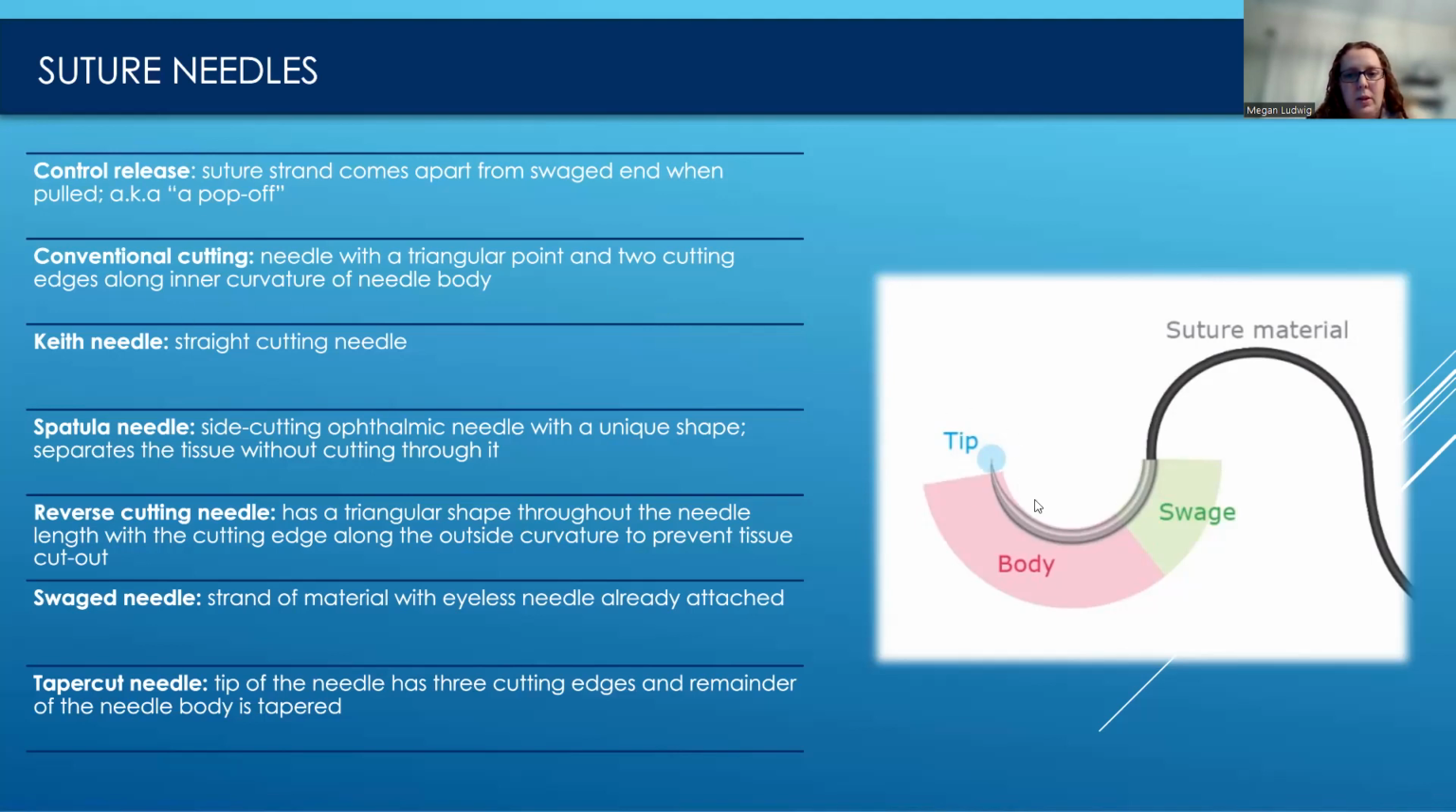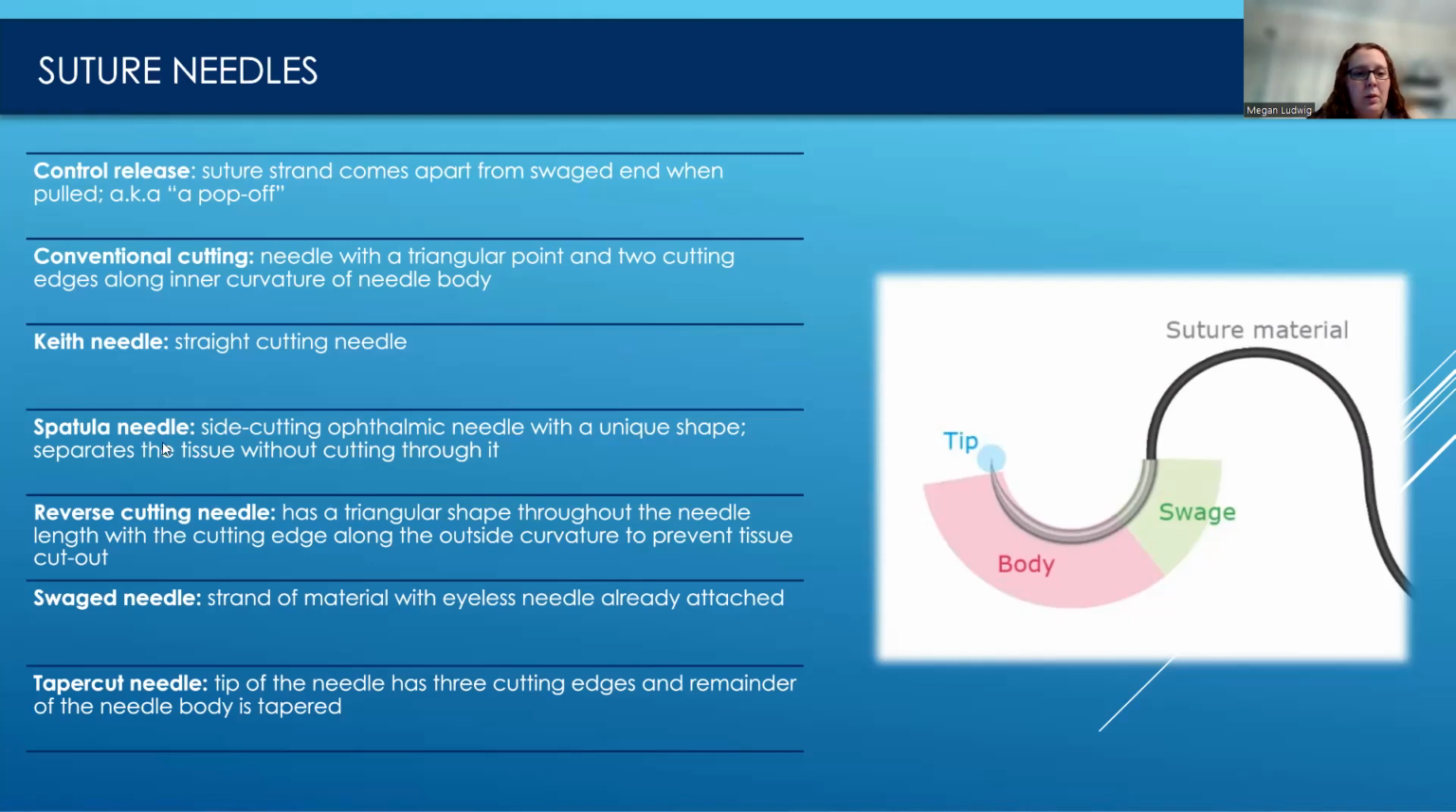Now we're talking about the tip. You have 3 main parts to the needle: the tip, the body, and the swage, which is where it's attached. The tip can come in a lot of different fashions, okay? You have a conventional cutting needle, where the needle has a triangular point and 2 cutting edges. It depends on the type of tissue that you're going to use.